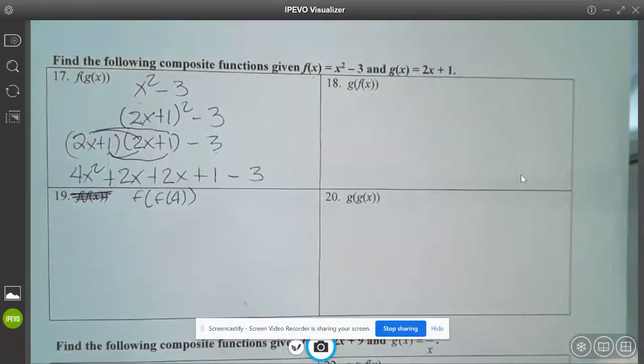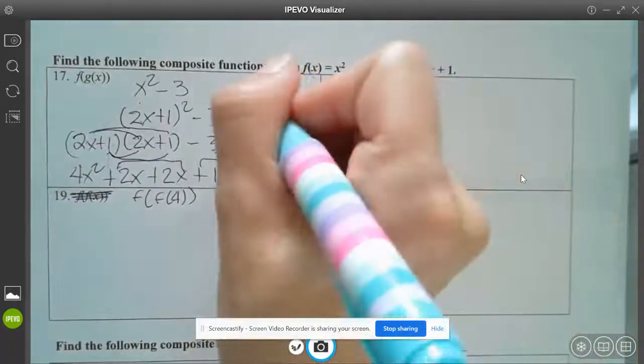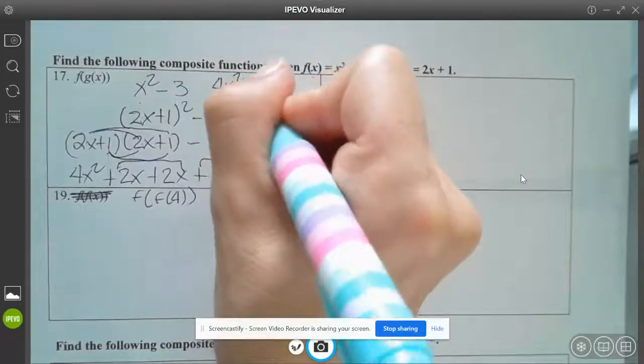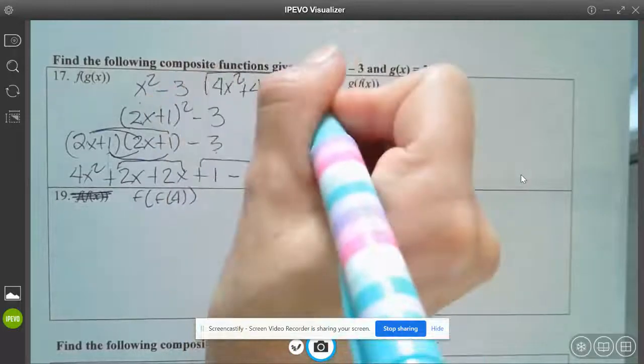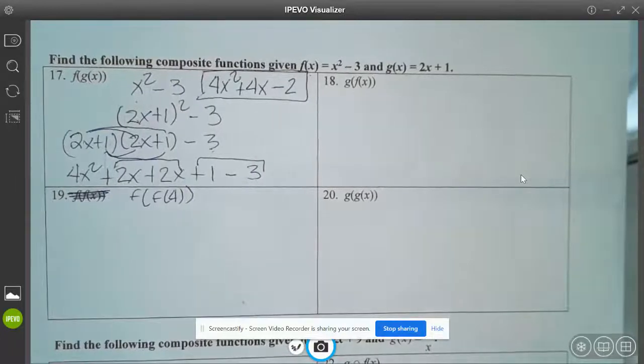And then I just combine like terms. I'm going to combine these two 2x terms and I'm going to combine these two constants. So my answer is, I'm going to write it here, 4x squared plus 4x and then minus 2. And that's my answer.